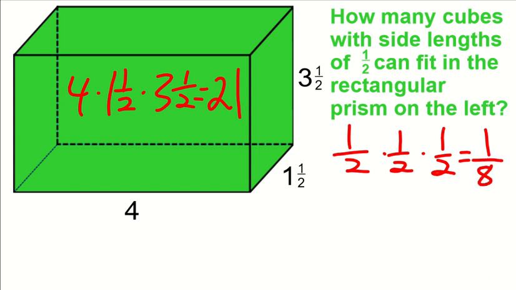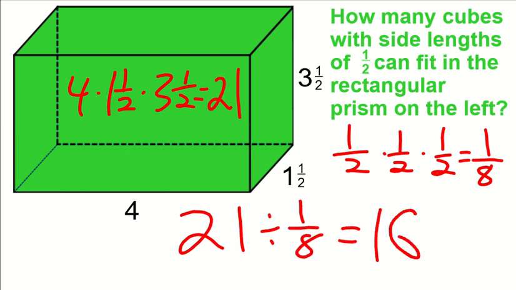Everybody clear on that? Now, we're trying to figure out how many tiny cubes fit into the big box. What type of math do we do? Division. So if we do 21 divided by 1/8, that gives us 168. Any questions on how that one works? You got a big box, you got a tiny cube. We're seeing how many times it goes into it. So you got to find the volume twice on those.